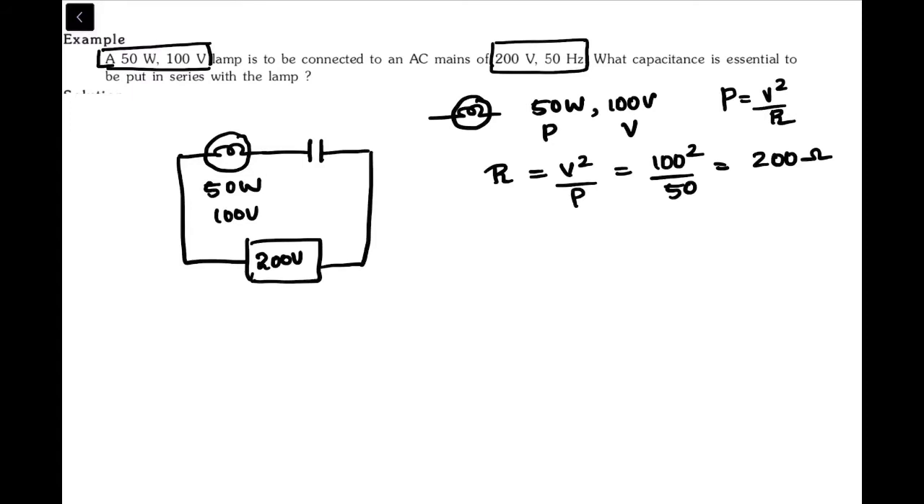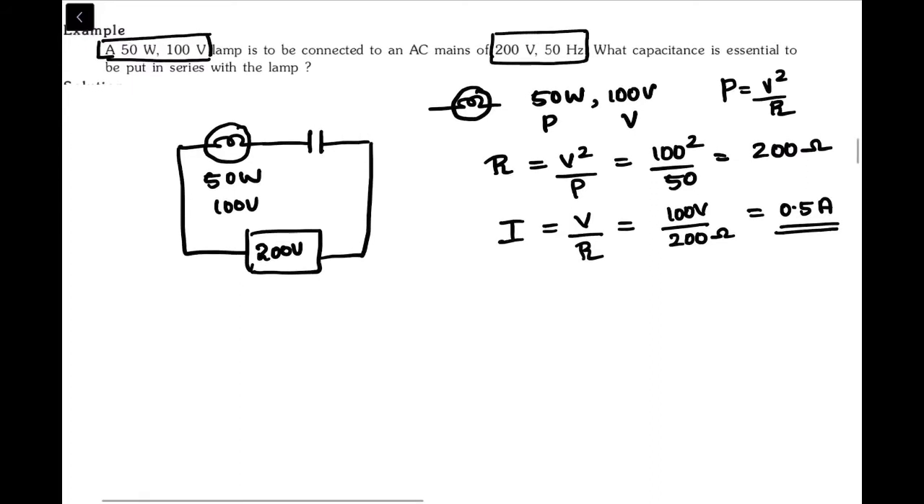Okay, that's the first point. The second point is the maximum current that should pass through this bulb, I equal to V by R. That is 100 volt divided by 200 ohm, which gives 0.5 ampere. So this should be the maximum current that flows through this particular bulb. Even if you connect a capacitor in series with this bulb, at any cost, if current is flowing more than this 0.5 ampere, it will damage the bulb.